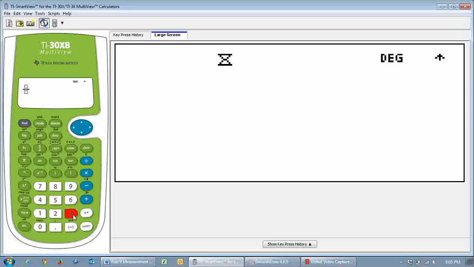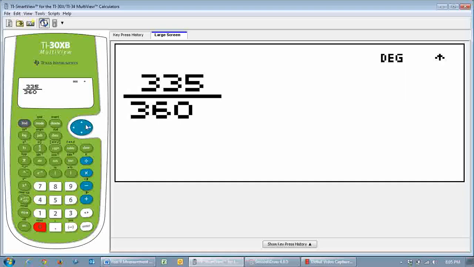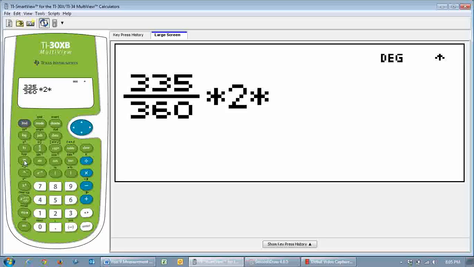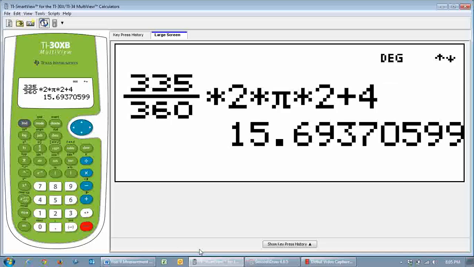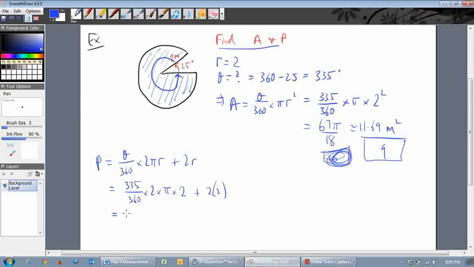335 over 360. Fraction, 335 over 360, times 2 times pi times the radius, which is 2, wasn't it? Pretty sure it was. Forget now. All of that plus 2 times 2, which is 4. Enter. Grand total of 15.69. That's it. And again, we're in meters, so there we go. Hope that makes sense. That's sectors.